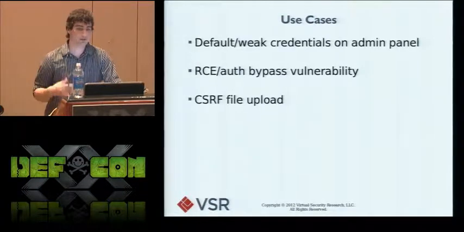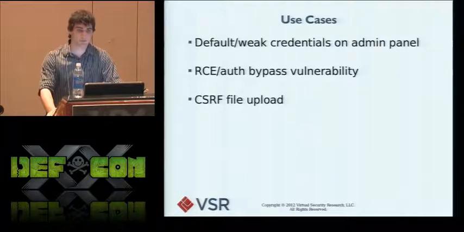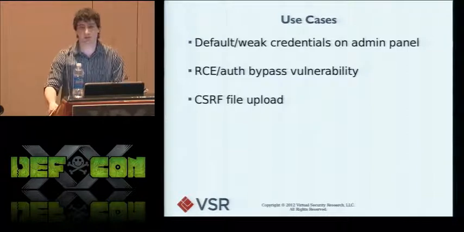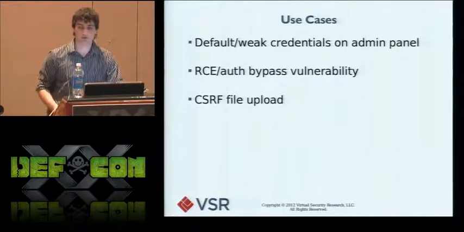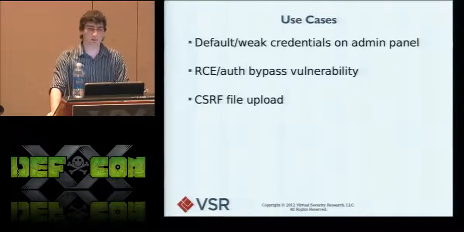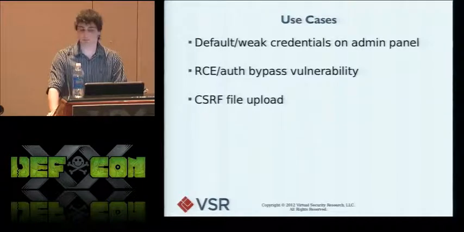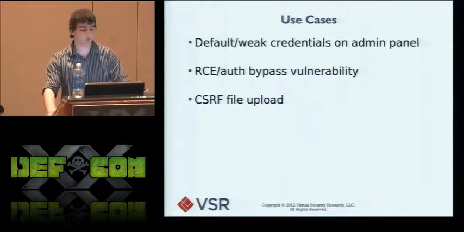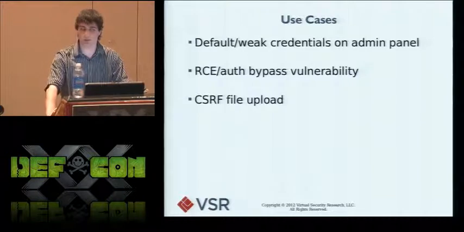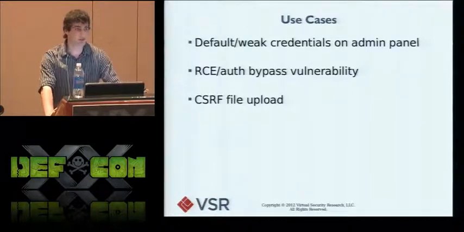As well as if there's a vulnerability in the router itself that gets you access to it, whether it's at the command level, like a shell, or just access to the admin panel through remote code execution or an auth bypass. I believe the two talks after me will actually be doing more of that stuff, as well as one vector which I didn't look much into but seems very possible, which is CSRFing the file upload.